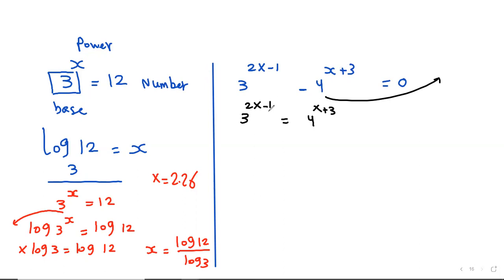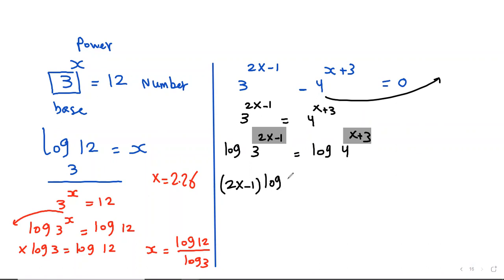The next step, you are going to take log for both sides. So it's going to be log 3 to the power of 2x minus 1 equals log 4 to the power of x plus 3. And we will apply the power rule. The power here is 2x minus 1 and the power here is x plus 3. So write it as 2x minus 1 multiplied by log 3 here equals x plus 3 multiplied by log 4. What is the next?